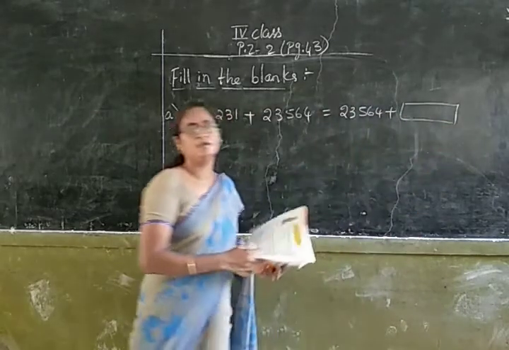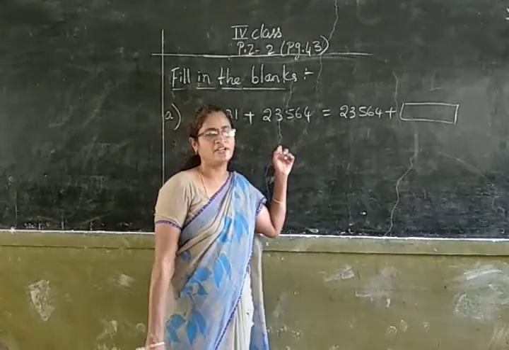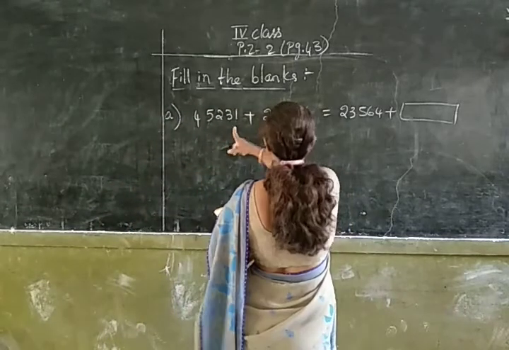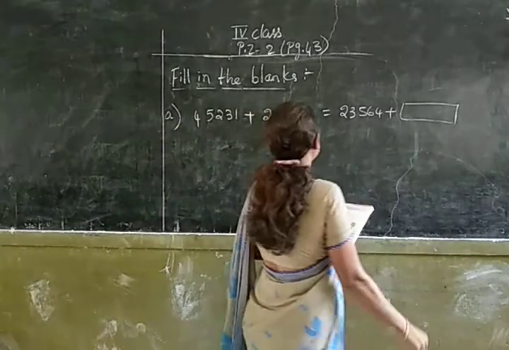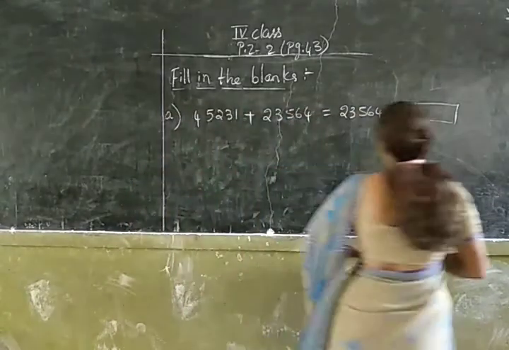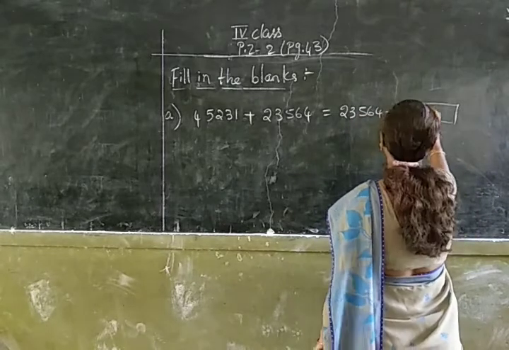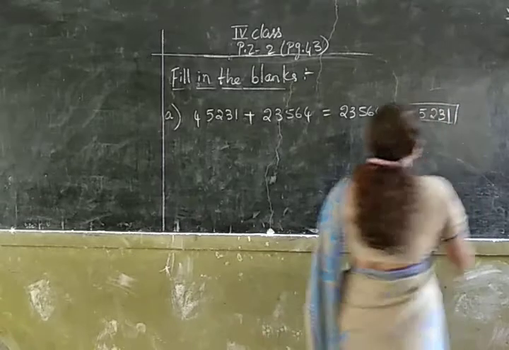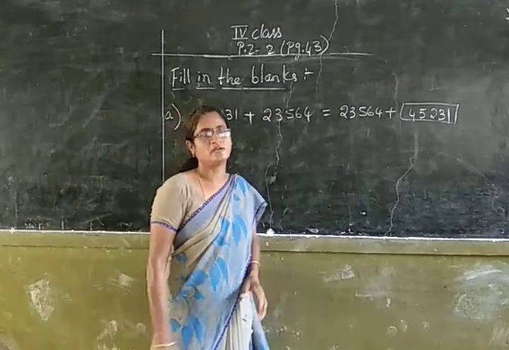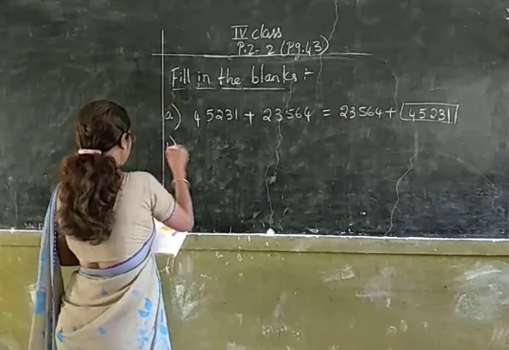According to the first property of addition, which is the commutative property, if we add 45,231 and 23,564 we will get a result. Similarly, if we add 23,564 plus 45,231, we will get the same answer, and this is the commutative property of addition. So now let us do the B question.